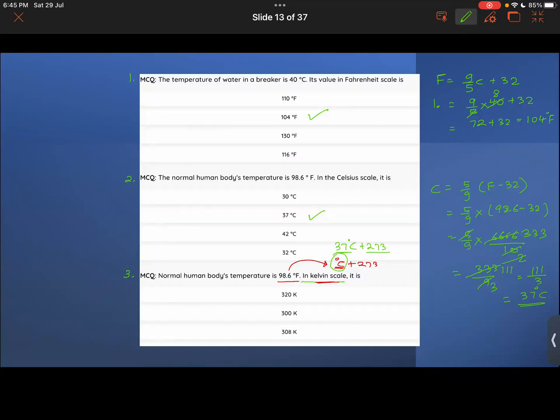Actually, there are only 3 options here. There's one more option going to be in this one. So I'm writing that 310 Kelvin. That one, 310. Yeah, 310, guys. Okay, very good. Now let's move on to the concept which we are going to discuss today.